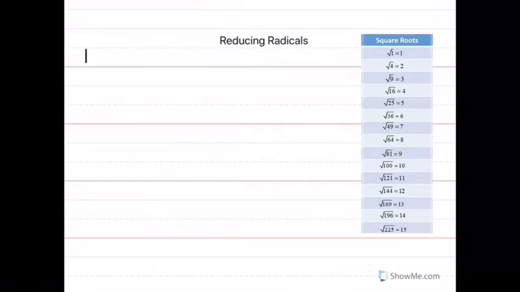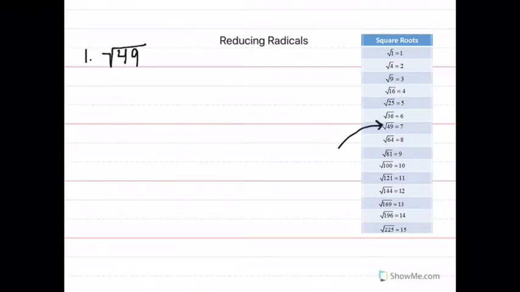So let's do an easy one, number 1. Let's find the square root of 49. If I reference my chart over here, I can see, ta-da, square root of 49 is 7. That's because 7 times 7 is 49. But today we're going to focus on some that are not quite so easy. We're going to focus on taking the square root of numbers that are not perfect squares.